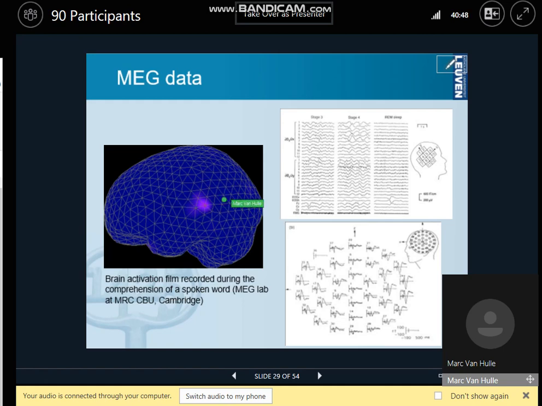Then, if you see, there's supposed to be a little movie behind the blue thingy here on slide 29. This is brain activity that is recorded during the comprehension of a spoken word. Indeed, it starts with the auditory cortex, of course, where you pick up the auditory activity, and then it gets parsed and processed and eventually semantically interpreted and connected to language.